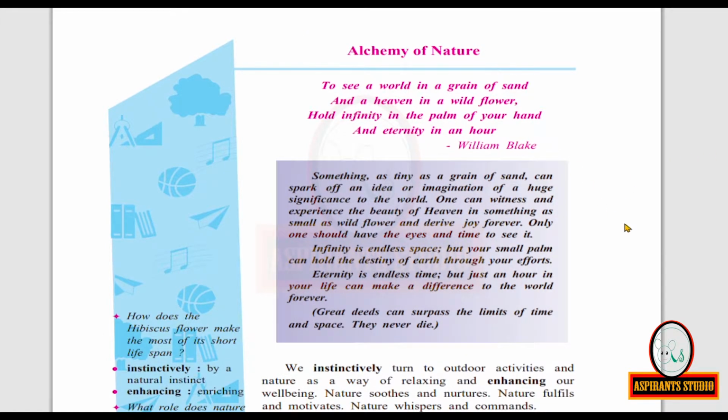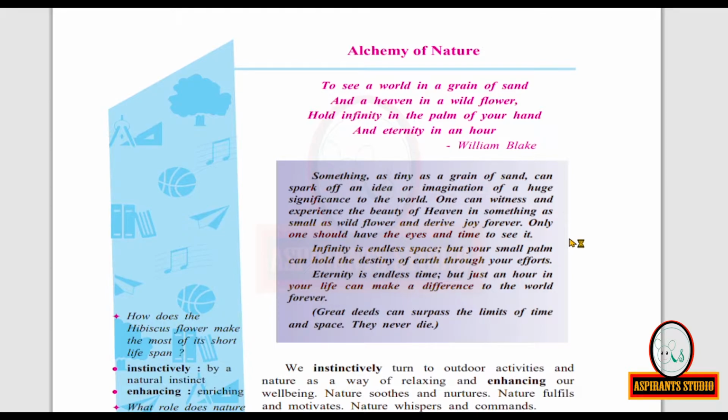Alchemy of nature. Before beginning this lesson, a poem written by William Blake is given. To see a world in a grain of sand and a heaven in a wild flower, hold infinity in the palm of your hand and eternity in an hour. That means something as tiny as a grain of sand can spark off an idea or imagination of huge significance to the world. One can witness and experience the beauty of heaven in something as small as a wild flower and derive joy forever. Only one should have the eyes and time to see it.